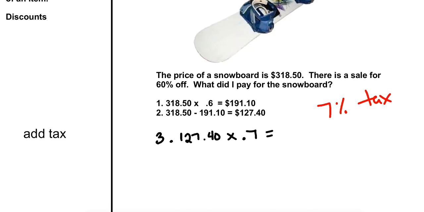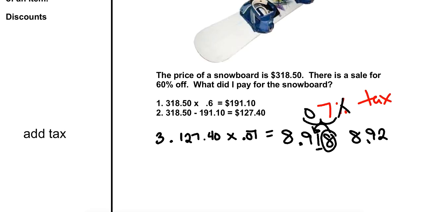So you would take 127.40 times the point. Now, I wrote this wrong. We have to back it up. It'd be 0.07. That is a common mistake most people make, is they want to put 0.7. 8.918. Now we need to do some rounding here. We want to always round to the hundredths place. This 8 tells this number to go up to a 2. So our tax is $8.92.